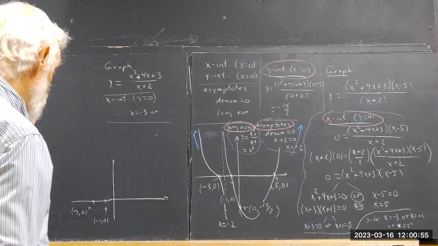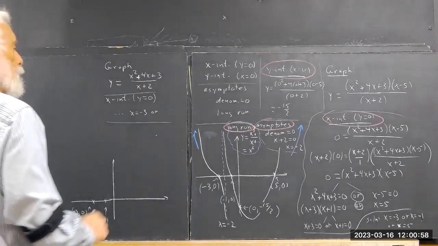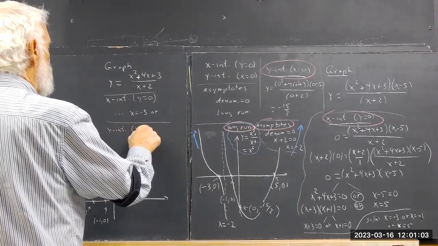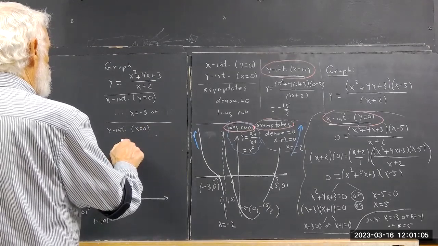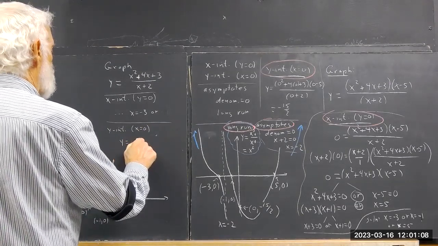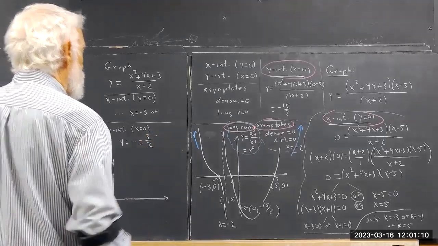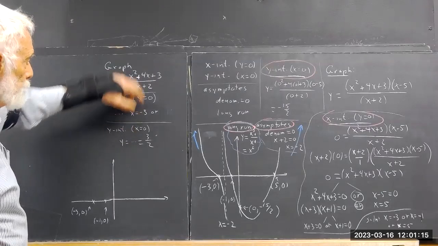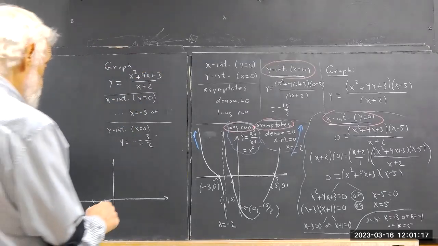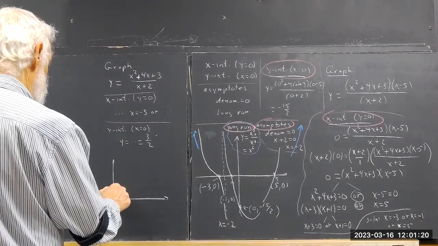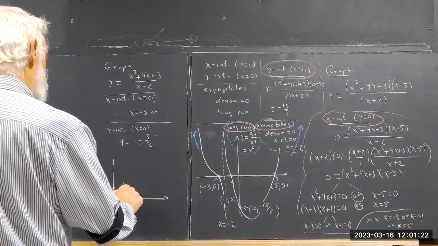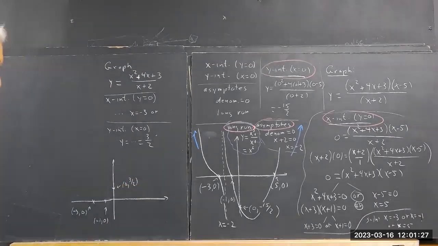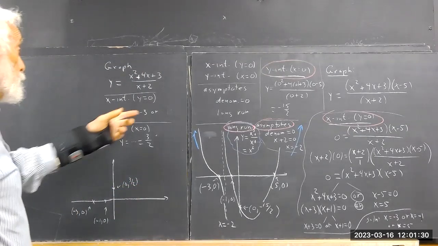Here we have the minus 3, 0, and the minus 1, 0. Y-intercept. Well, it'll be at y equals 3/2, because of course all the x terms become 0 if x equals 0. Then we just end up with 3/2. So here's the point, 0, 3/2.